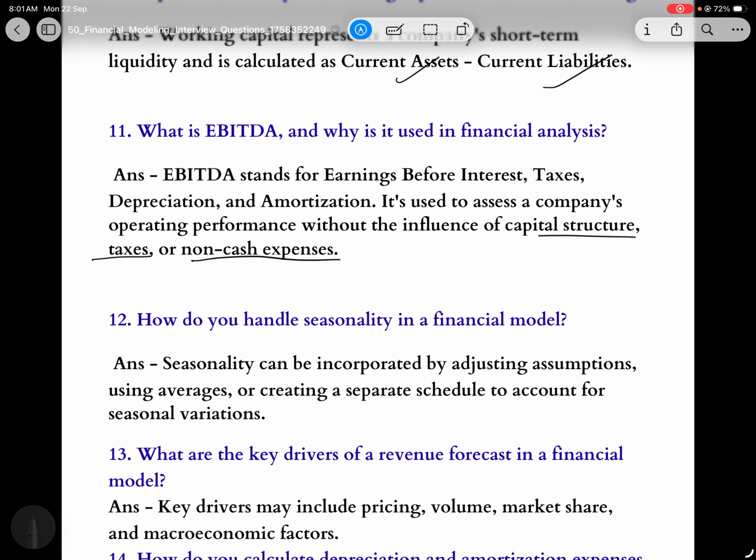Okay, so how much is the business actually making if there were not the influence of all this capital related paybacks or anything in terms of taxes or in terms of non-cash expense? So what's the true earning potential? Basically, that's what it gives out. So it's sort of like how much operating money can you be making, sort of thing.